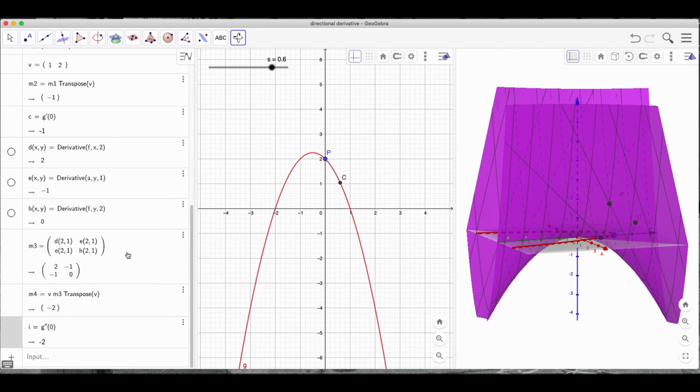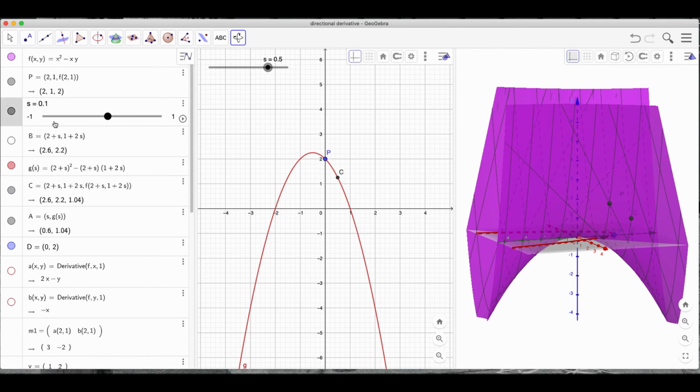And that's the meaning of the directional derivative: what happens when the point moves in a certain direction from a fixed point P. On the right here you have the three-dimensional picture, here you have the two-dimensional picture.